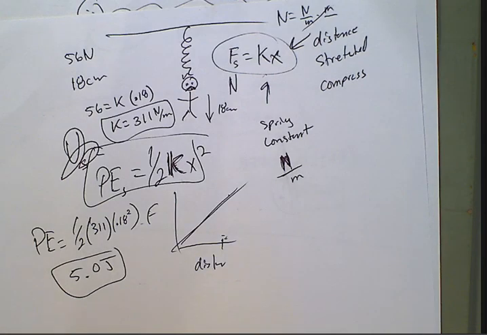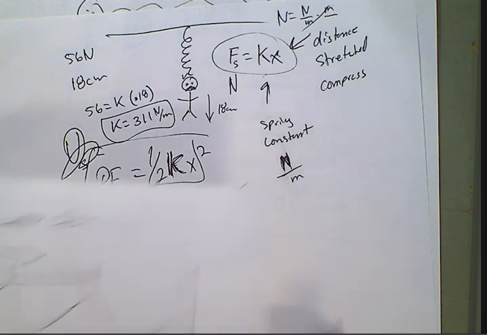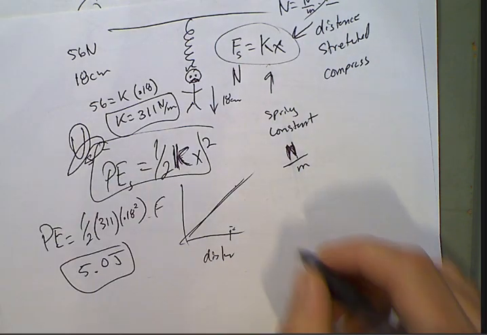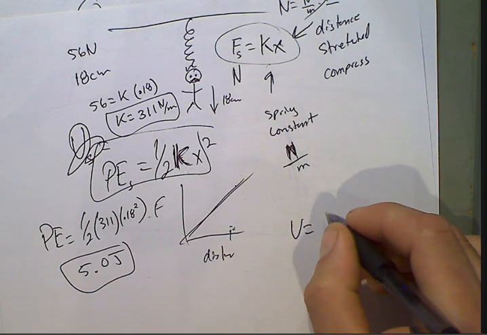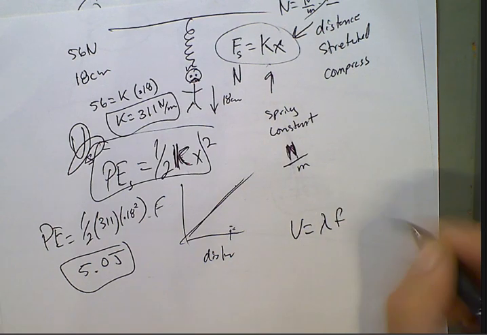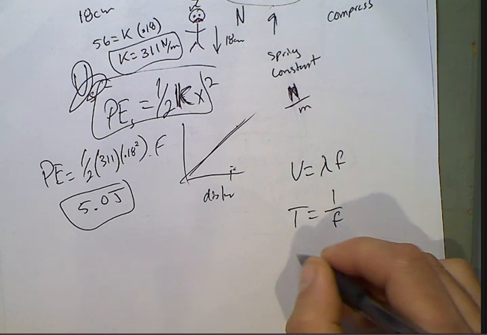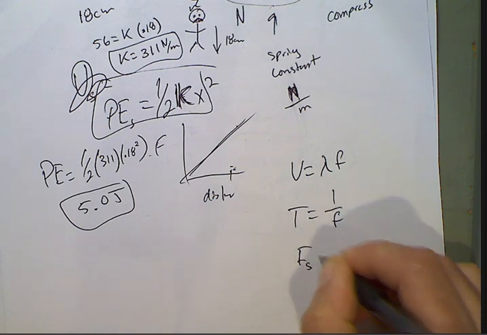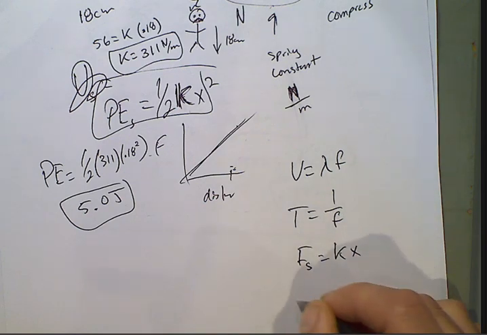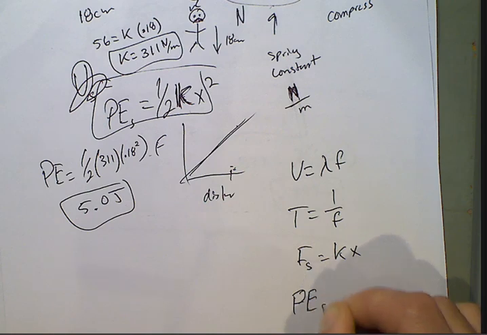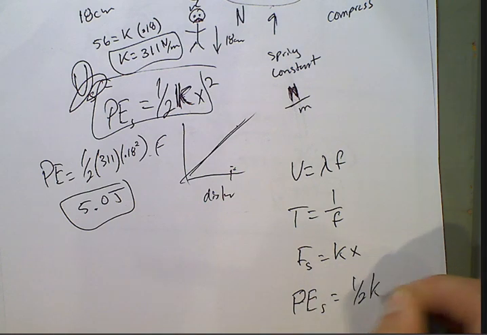So your two assignments, we'll just use those couple of concepts right there. So there's your equations for those, and that's all you're going to need. You've got the velocity equals wavelength times frequency. You got the period equals 1 over the frequency. You've got the force of a spring equals kx. And you've got the potential energy of a spring equals 1/2 kx squared.